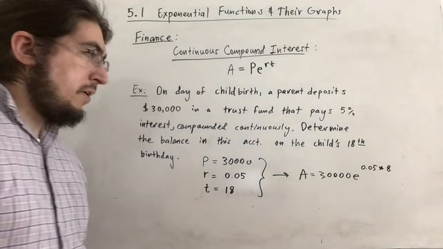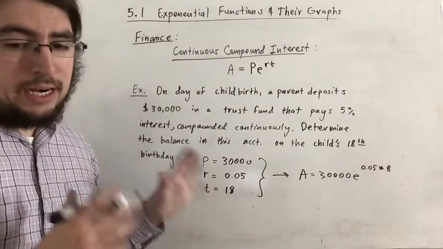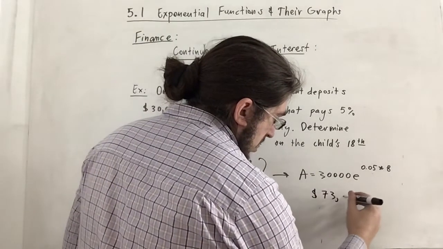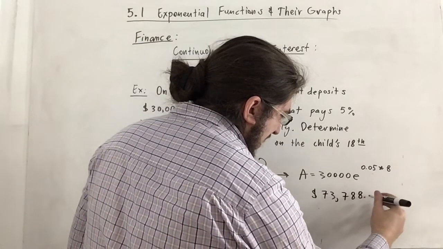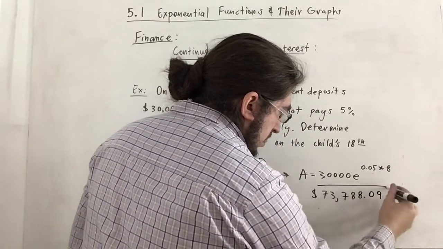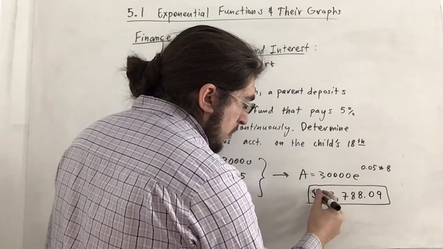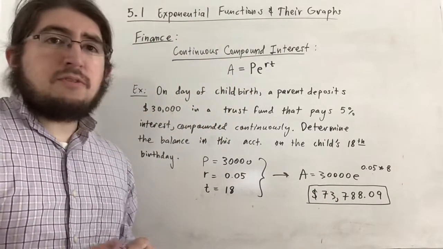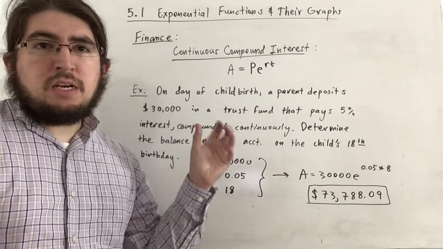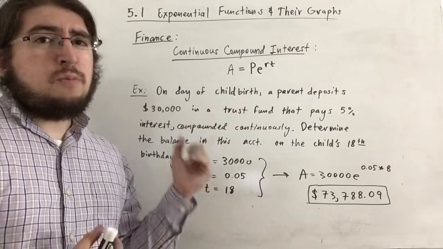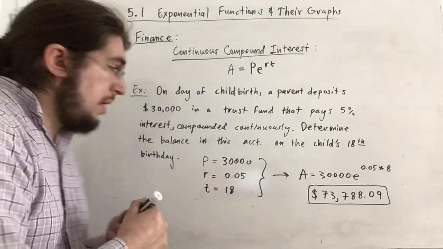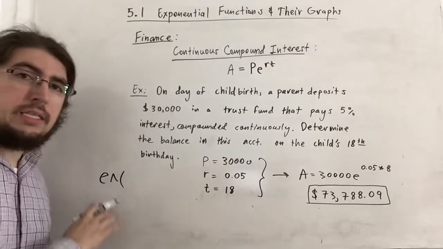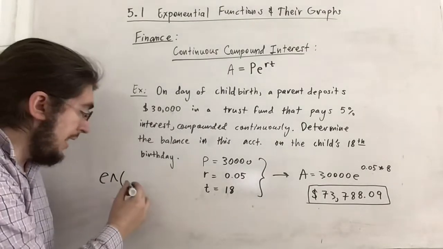And if you're using your calculator, just like I am, you'll get 73,788 and 9 cents if you round. By the way, there's two locations, at least on my calculator, I'm using a TI-83 Plus, there's two locations for e. One is second division, and the other one is second ln. If you press second ln, it'll actually give you a spot for the exponent. So it looks something like this: e to the, and then it'll actually ask, what's the exponent?